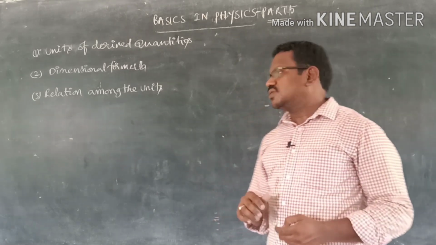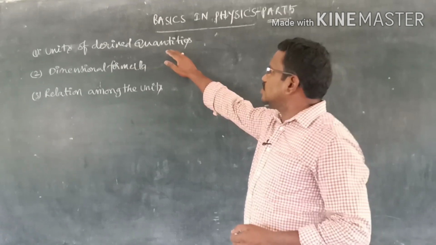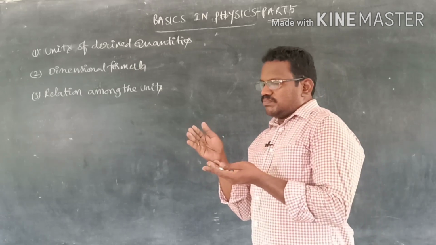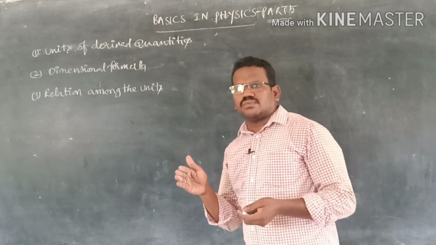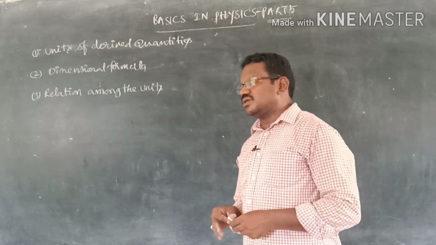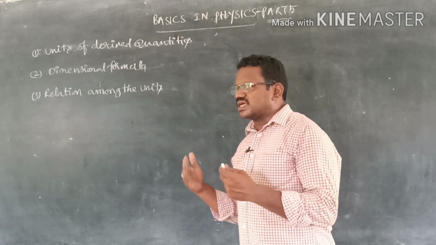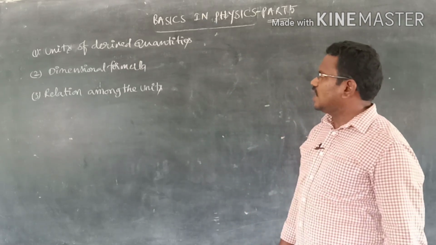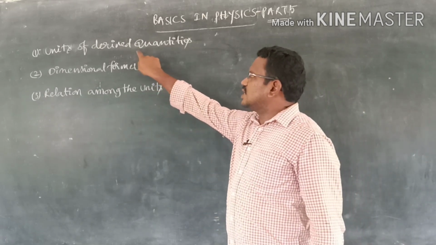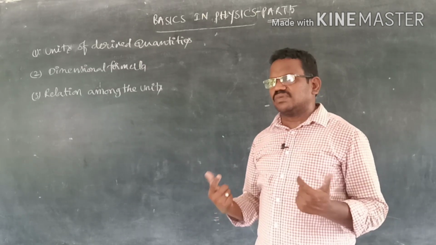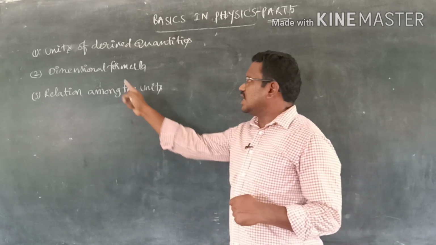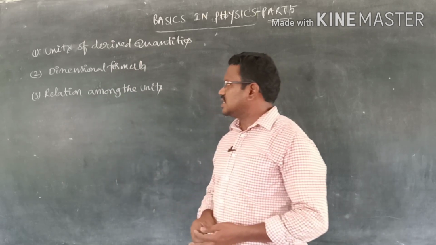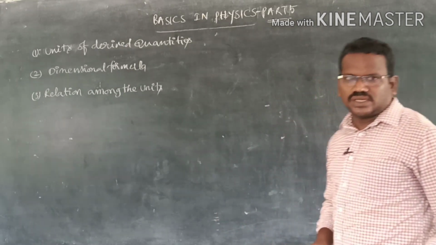In this module we are going to discuss how to write the units of derived quantities. Why? Because in the basis of physics we considered only 9 fundamental quantities, but many different kinds of derived quantities are there. We are going to write the units of derived quantities both in CGS system and in MKS system, and write their dimensional formula and, at the same time, the relation among the units that we used to learn.